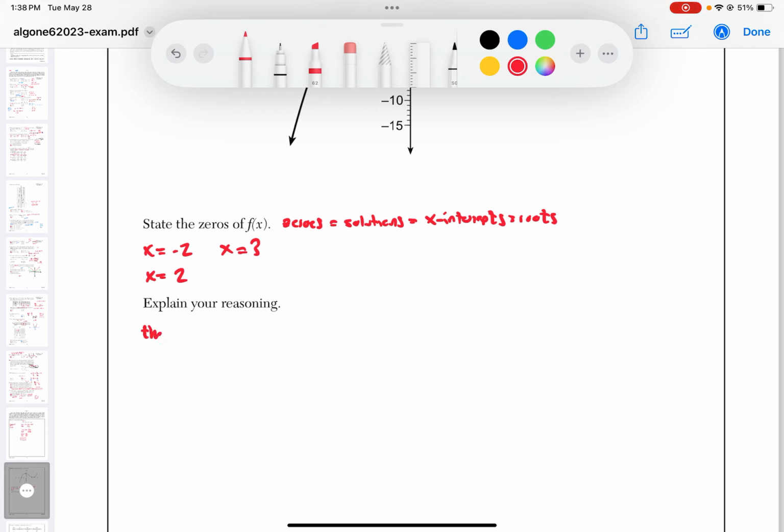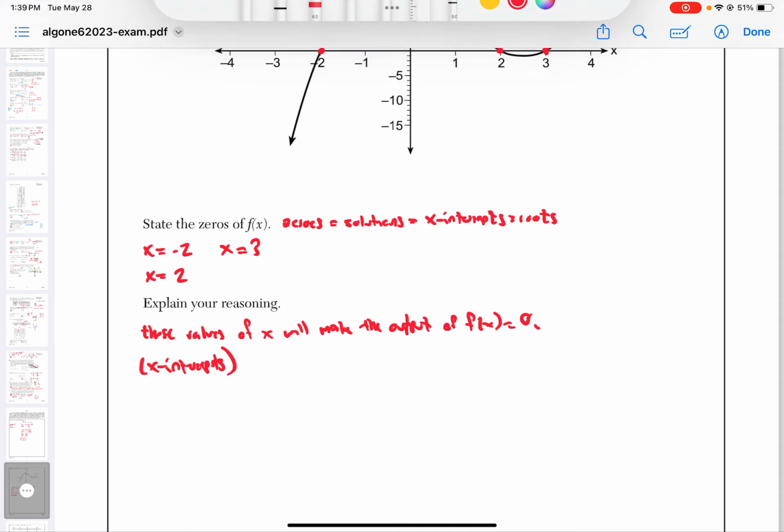Reasoning is these values of x will make the output of f of x equal to 0. Or something to do with the fact that they're x-intercepts will also work here.